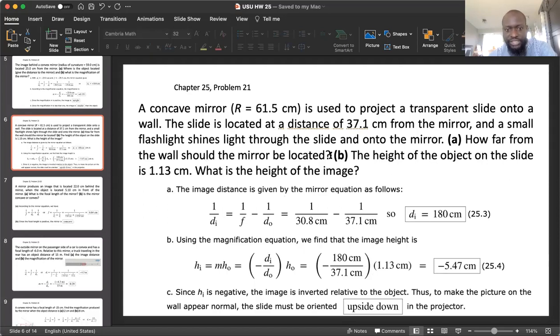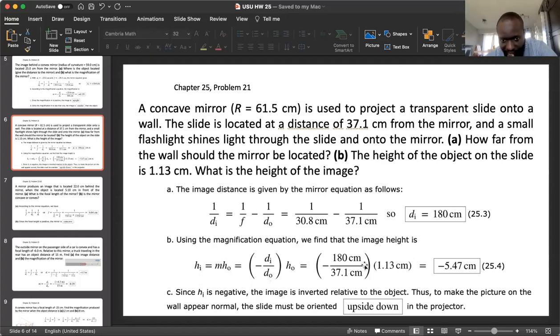How far from the wall should the mirror be located? So they want you to find the image distance. 1 over focal length minus 1 over object distance, you get that. And then the height of the object on the slide is given, and what is the height of the image? So we can use negative image distance over object distance to get magnification. And then magnification is the same as image height over object height. So image height is magnification times object height. And magnification is negative image distance over object distance, times object height. That gives us image height right here.